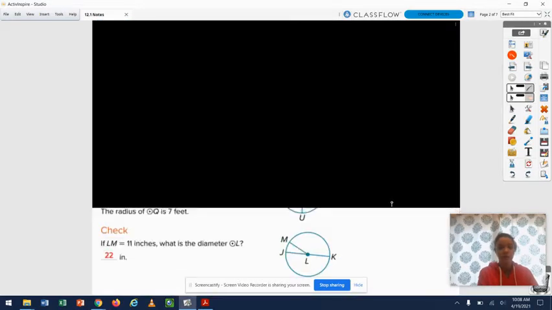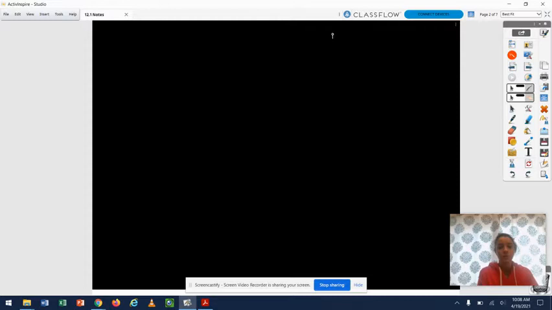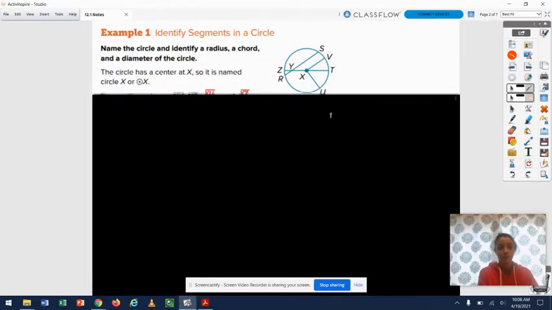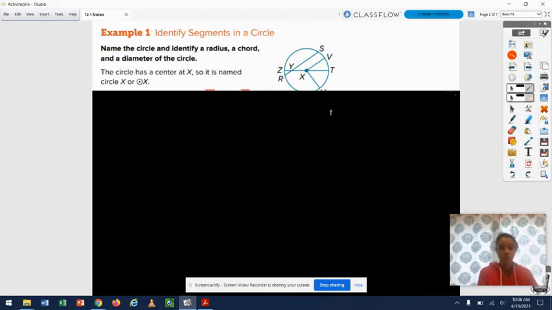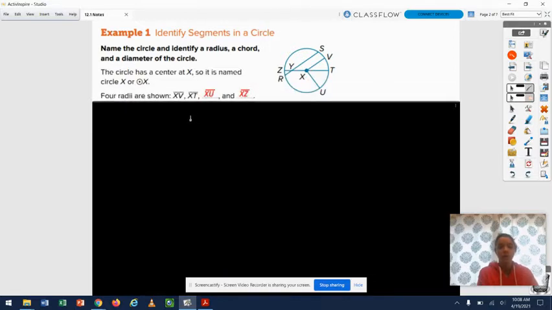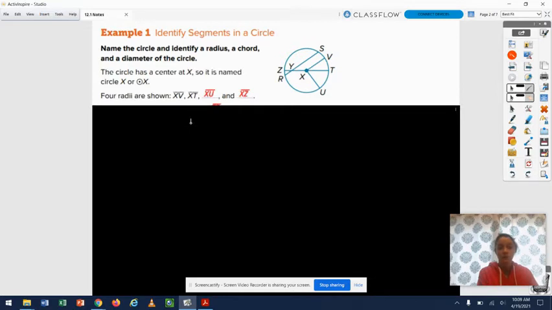On this next example, what we're going to do is name some vocabulary. So it wants us to name the circle, identify a radius, a chord, and a diameter. The circle is just based off the center. So the name of this circle would be circle X. There are 4 radii that are shown in this example. They go from the center to the edge. So XZ, XV, XT, and then XU.